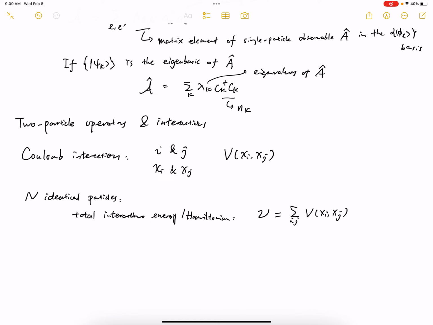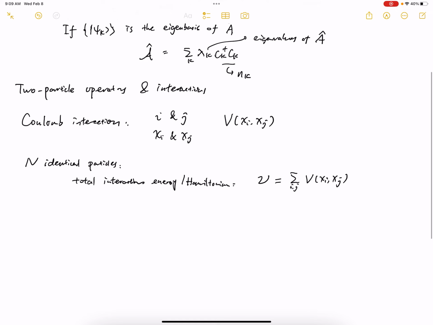Right. So this is what we would do in the first quantization picture. Like in undergraduate quantum mechanics, this is how you represent the total interaction energy for n particles. They have these pairwise interaction energies. So the idea for going into the second quantization is we want to write everything in terms of the creation and annihilation operators.